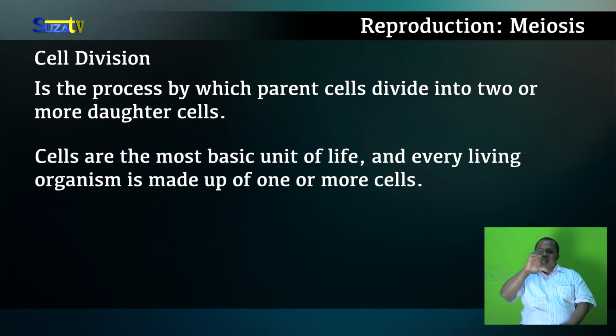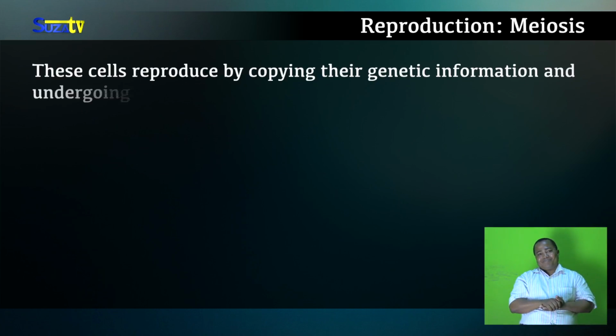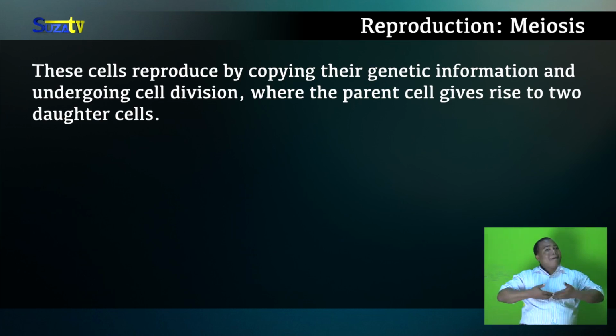Cells are the most basic unit of life, and every living organism is made up of one or more cells. These cells reproduce by copying their genetic information and undergoing cell division, where the parent cells give rise to two daughter cells.